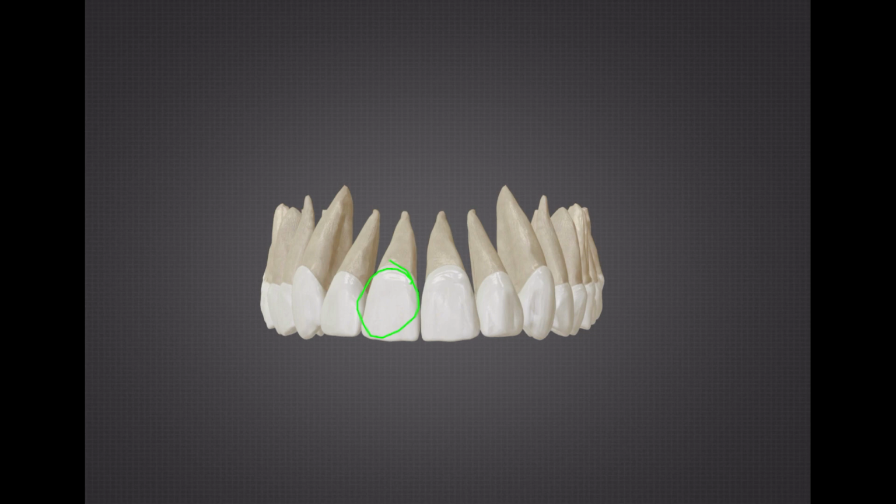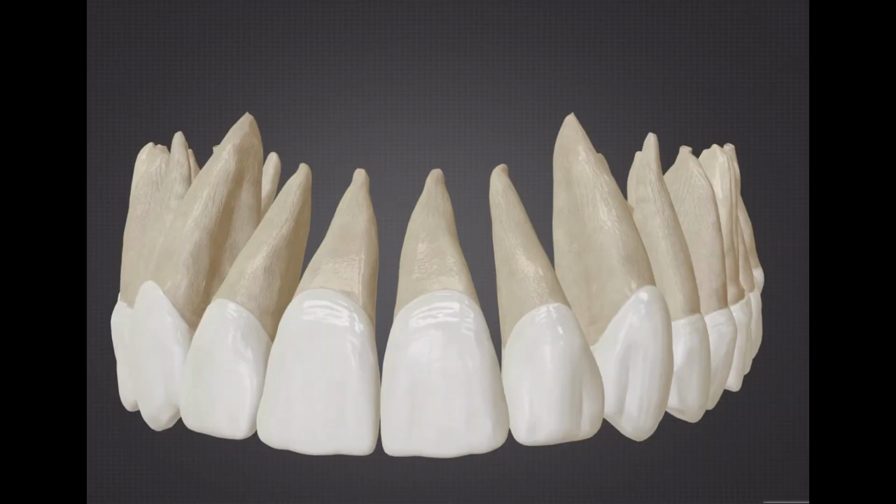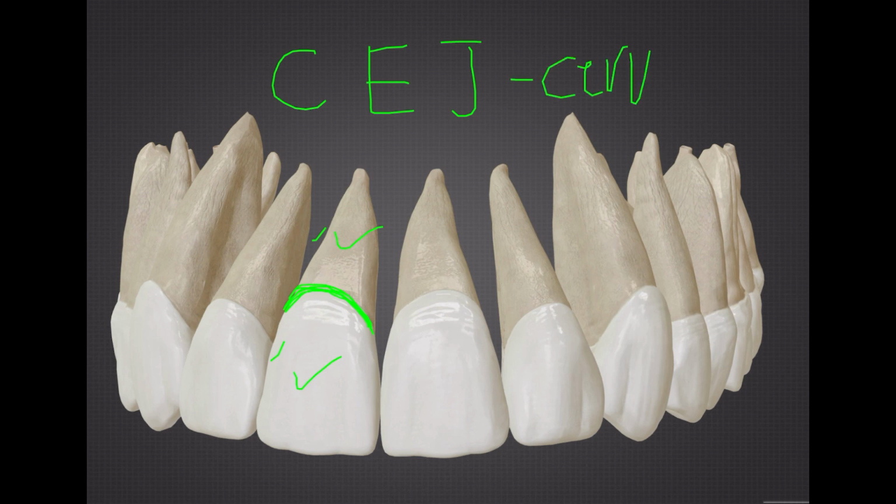is covered by the hardest mineralized tissue in the human body, which is the enamel, while the root portion is covered by your cementum. The junction between your crown or enamel and root with cementum is called the Cementoenamel Junction, or just simply the CEJ, also known as your cervical line.